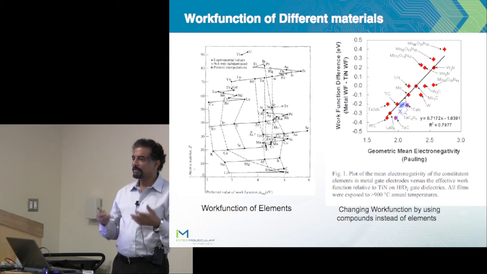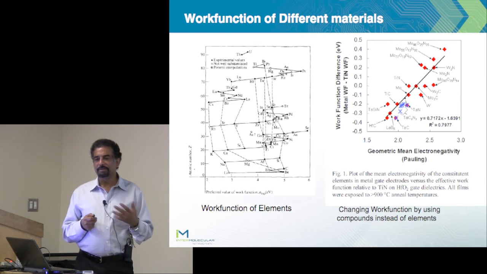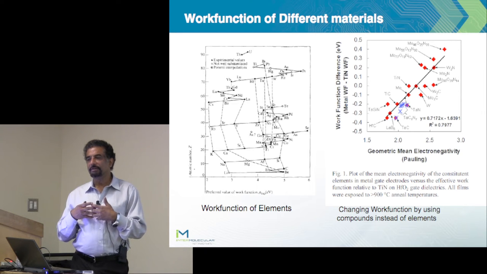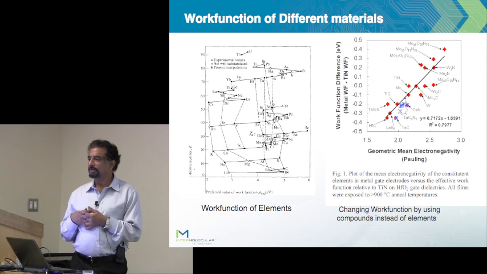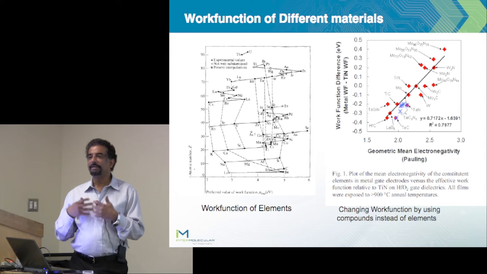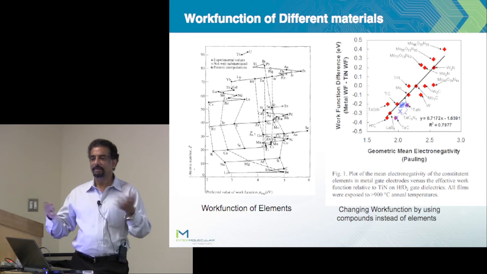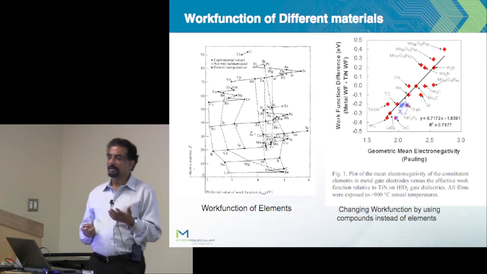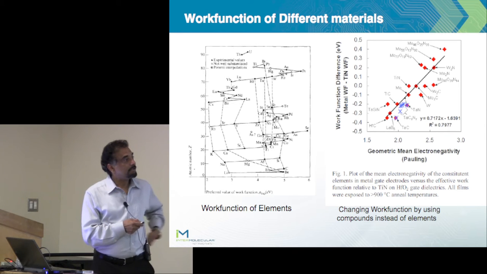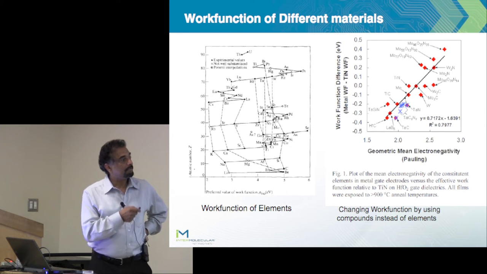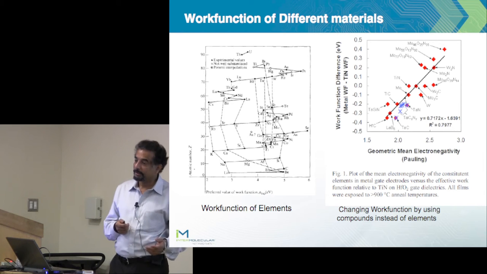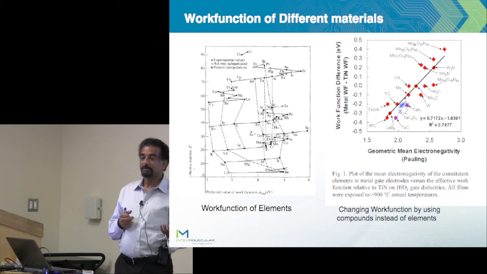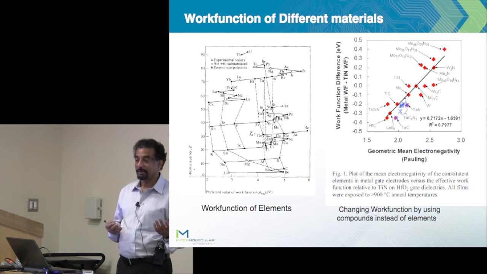And when you start thinking about what work functions happen, it turns out there's a rule you can look at: if you have a compound, the work function is sort of determined by the net electronegativity. You can take the average electronegativity. So if you want to increase the work function, the work function increases with electronegativity. If I took titanium and added something like nitrogen to it, I can increase the work function, which is what happens.